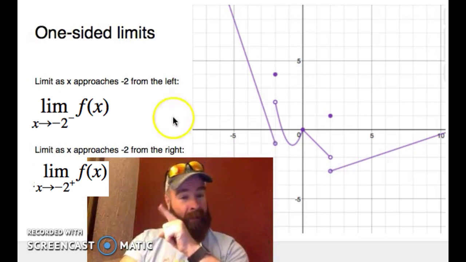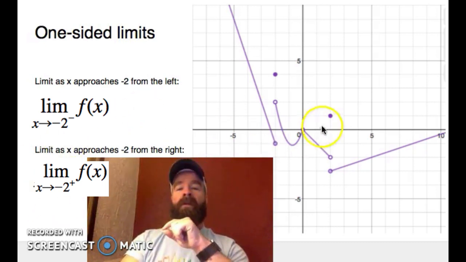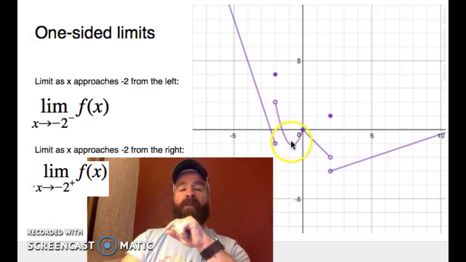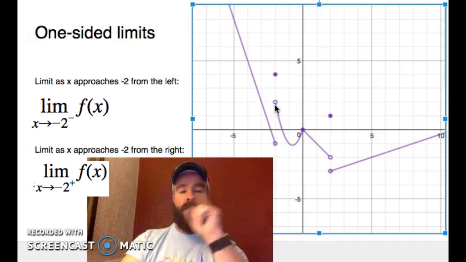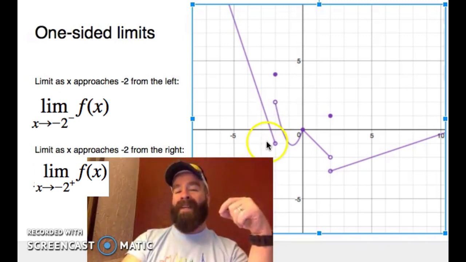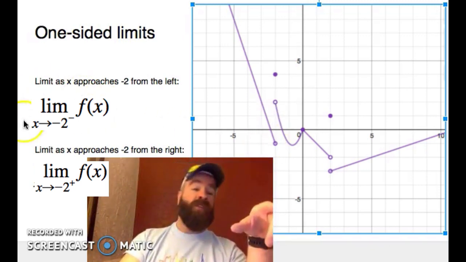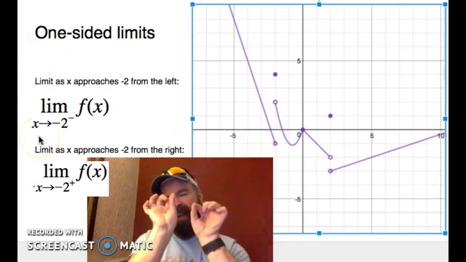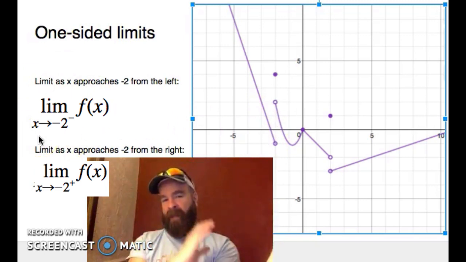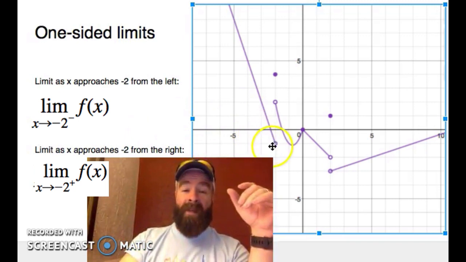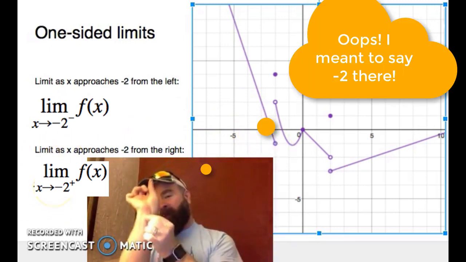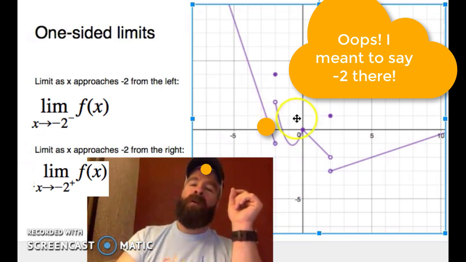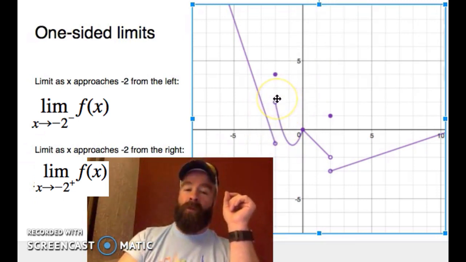Now, from the right, if I walk at -2 from the right, you see the y values are getting closer and closer and closer to 2. So the limit as x approaches -2 from the left, which is symbolized like this, with a little negative in the power meaning from the left, would be -1. And the limit as x approaches -2 from the right, which is symbolized with a little plus in the power, would be 2.